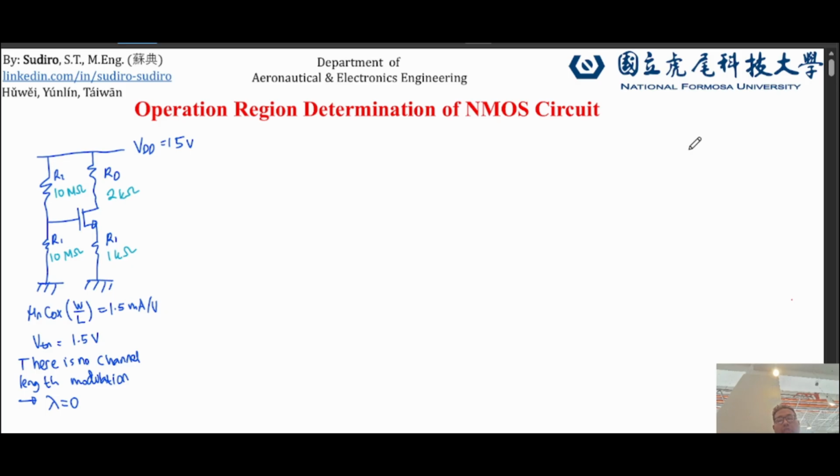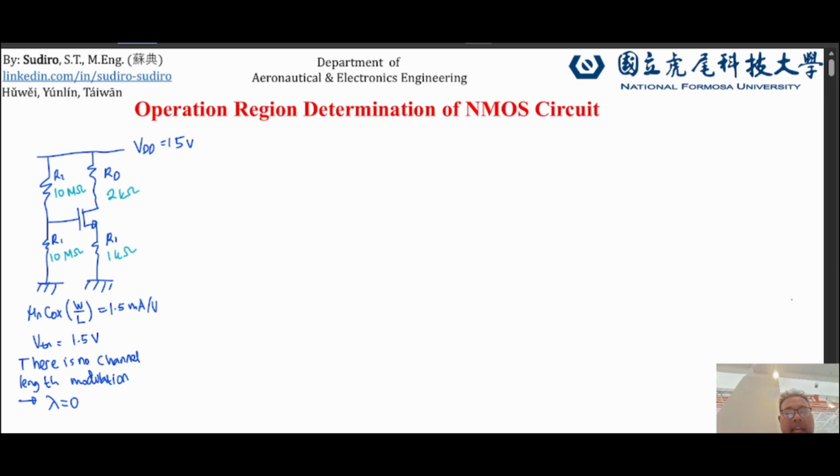Now I will explain how to determine the operation region of an NMOS circuit when we are presented with a specific circuit. So we want to analyze what operation region this NMOS experiences in this circuit with the following configuration.